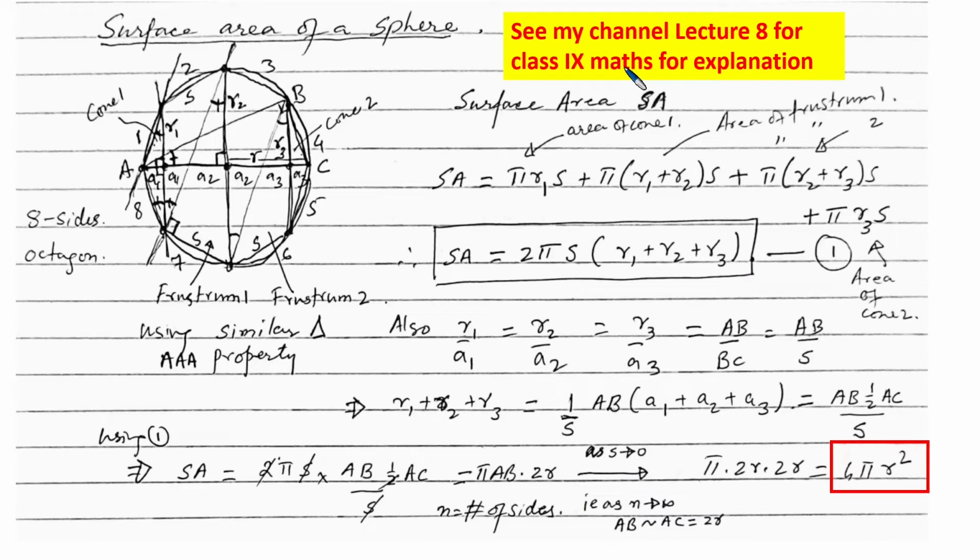Then in lecture 8 of Class 9 maths, we had also derived the surface area of a sphere. So kindly go through it. Here we have taken the surface area of a cone, the surface area of a frustum, and we have taken some limiting case, and we have shown that the surface area of a sphere is 4 pi r square. So go through my last lecture where I have explained all these steps in detail.